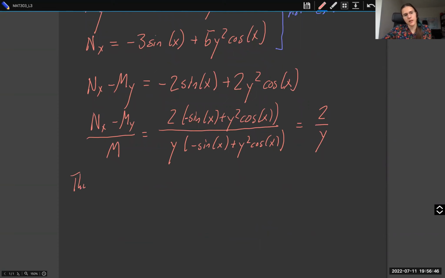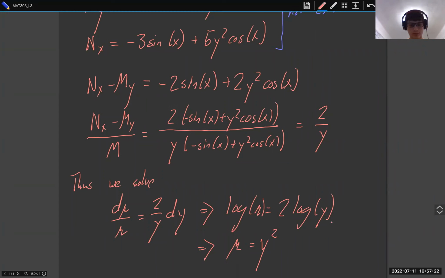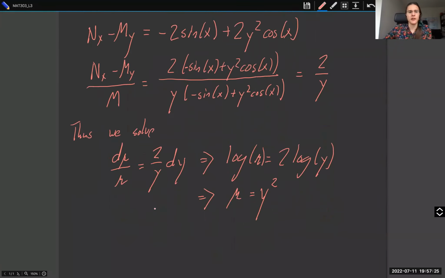Thus, we solve d mu over mu is equal to 2 over y dy. That is not a y. And so we get log mu is what? 2 log y. And when I exponentiate that, what do I get? y squared. Good. So that's my integrating factor.